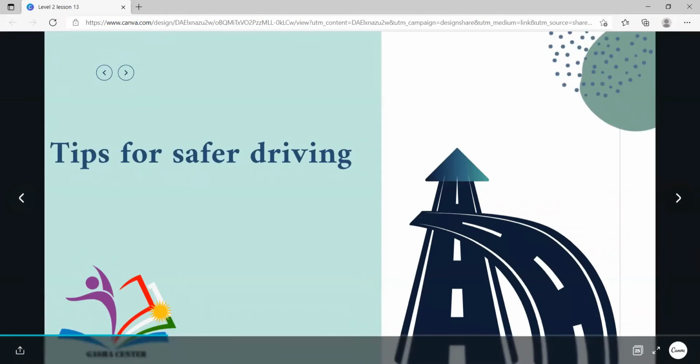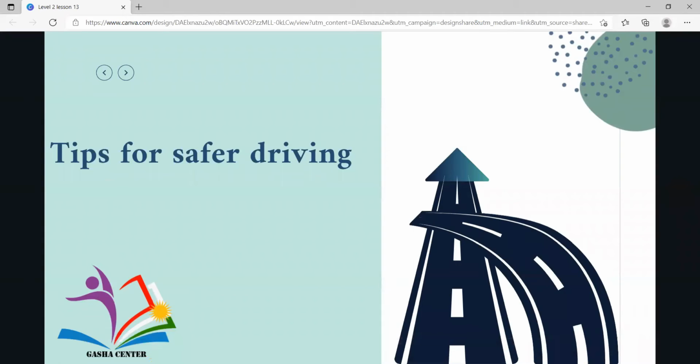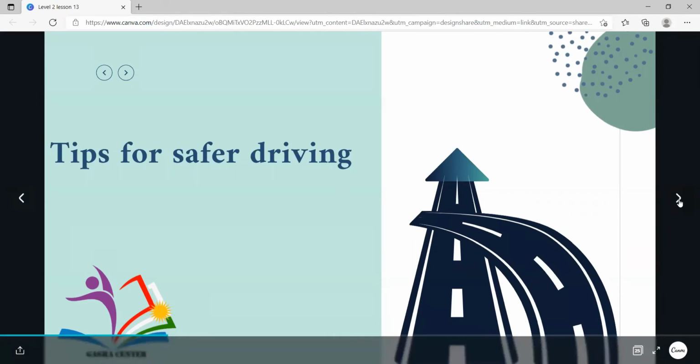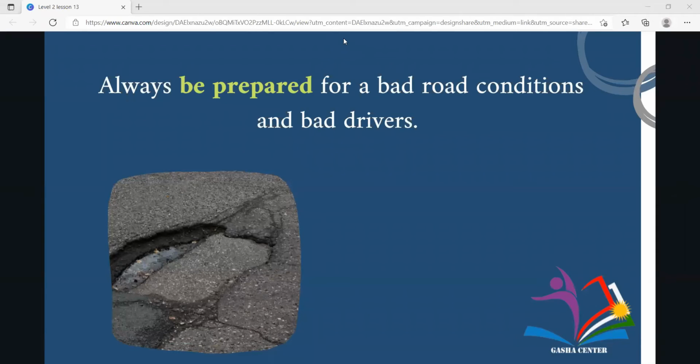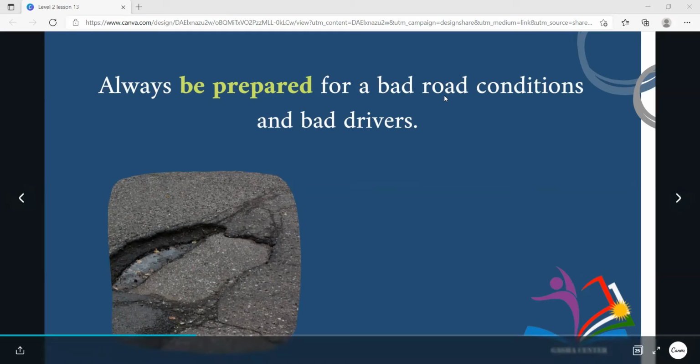Okay, so those are some vocabularies inside and outside the car. Let's go for tips for safer driving. We have some tips to drive safely. Okay, who can read this one? Raise your hand, please. Yes, Mr. Sam. Yes, teacher.